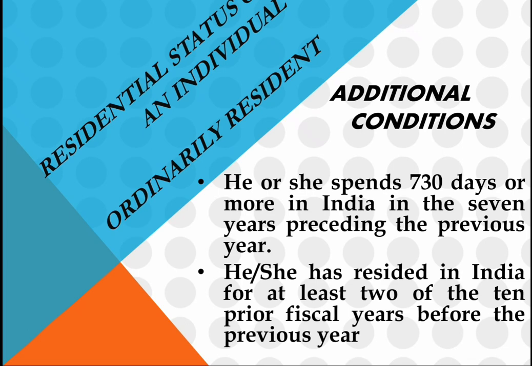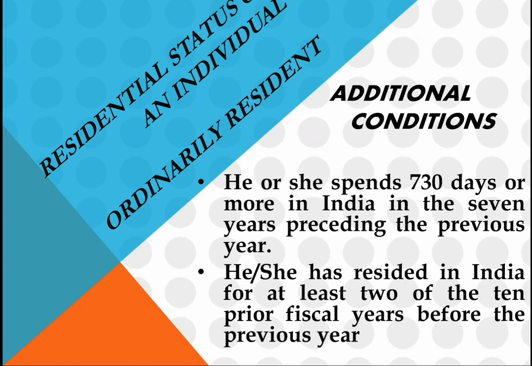Under an additional condition, the first criterion states that an individual resident will be considered as an ordinarily resident for tax purpose if they have spent 730 days or more in India during the 7 years immediately preceding the previous year. That means if you have been physically present in India for a total of 730 days or more over a span of 7 years immediately preceding the previous year, then only you will be qualified.